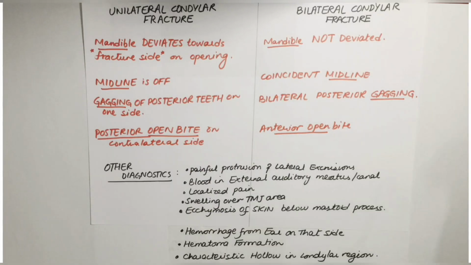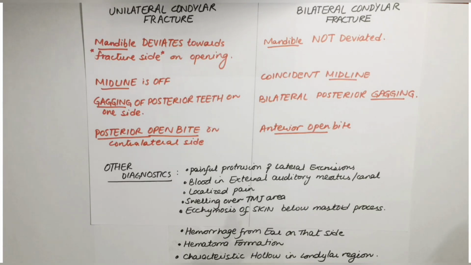Now, diagnostic points of condylar fractures that will be used to solve the scenario questions. There are two types of condylar fractures: unilateral and bilateral. In unilateral condylar fractures, the mandible deviates towards the fractured side on opening. On mouth opening, the mandible will deviate towards the fracture side. But in bilateral condylar fracture, the mandible does not deviate.